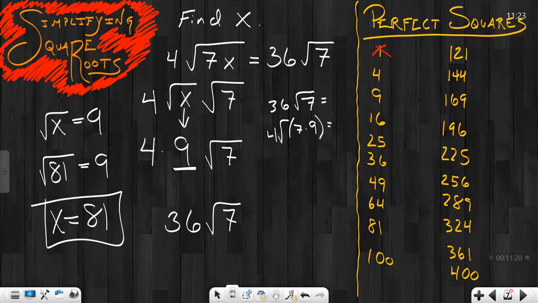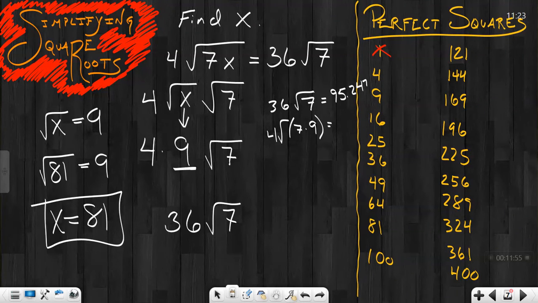I get 95.247. All right. And if I type in 4 root 7 times 9, I get 31.749. Those are not the same. All right. So I know something's wrong.